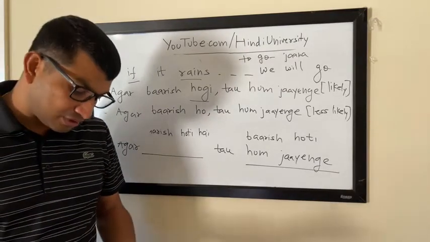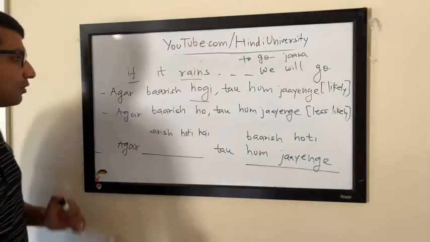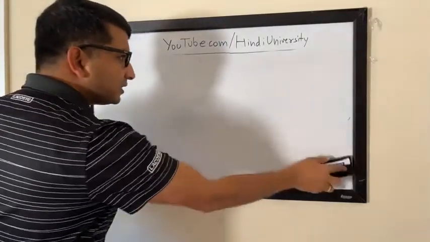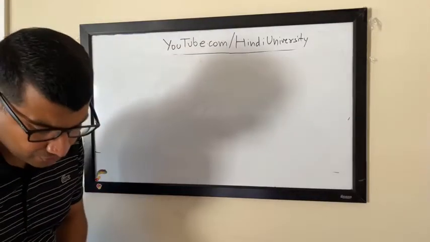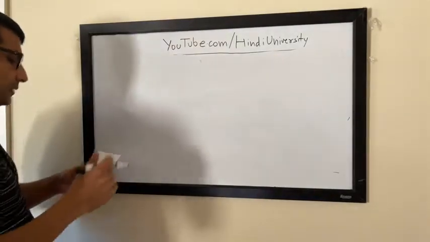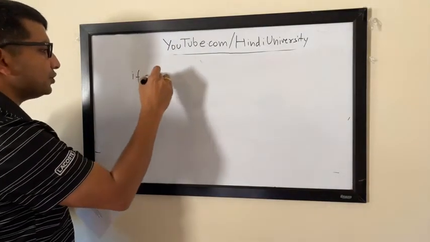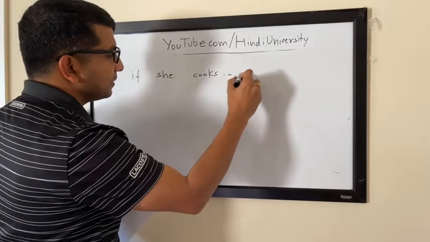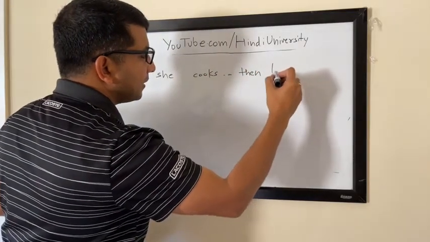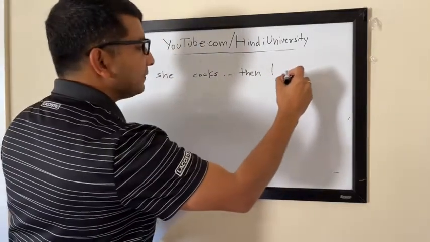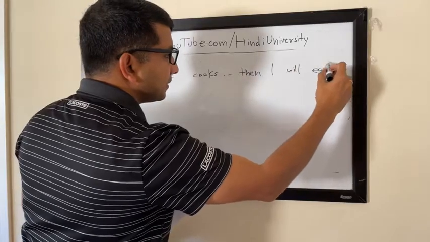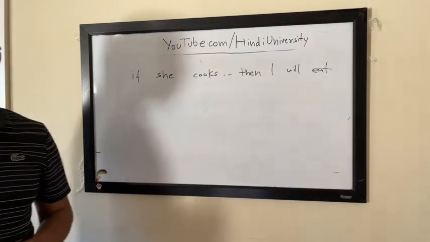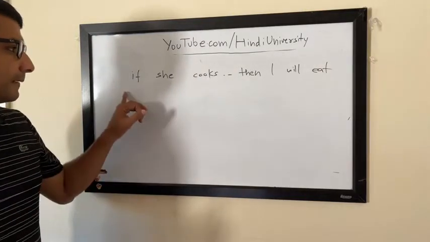But now I want you to try it out. This one is a simple exercise again, but for all of you. I'm going to give you some time, and I want to see everyone's help here. So this one is: if she cooks, then I will eat. A simple sentence, you can make it a little bit fancy as well, but let's ask everyone to write down the three scenarios that we have practiced today. I'm going to give you guys time.